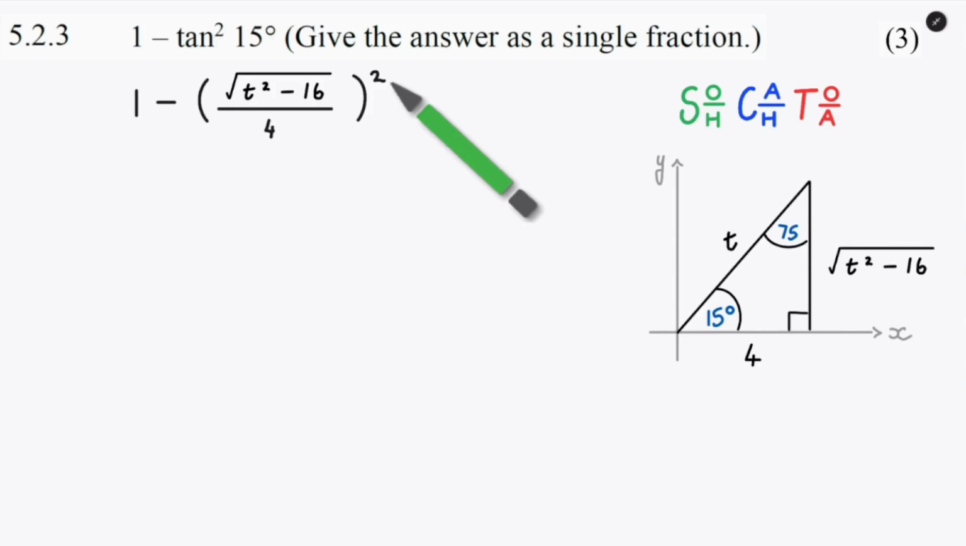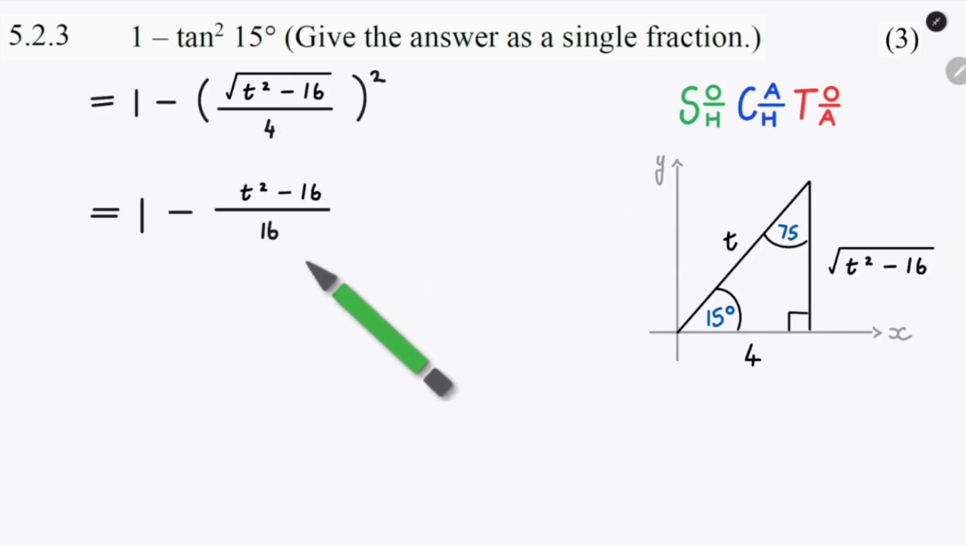Now I give priority to the square. So how I get rid of it is I square the top and I square the bottom. If I square the top, it's going to cancel out with this square root over here. And if I square 4, that will give me 16. Now we need to focus on turning this into a single fraction as they instructed. We're going to do that by getting the LCD. So the LCD will be 16. So I need to change this 1 to 16 over 16.